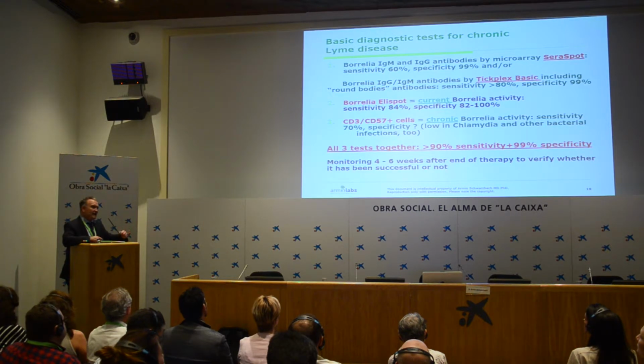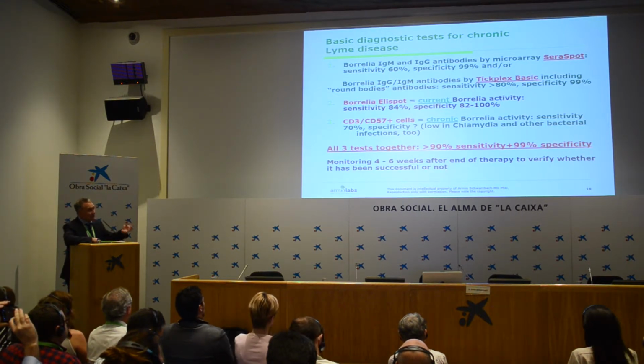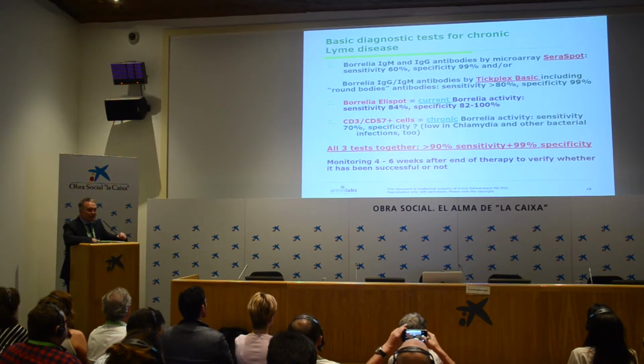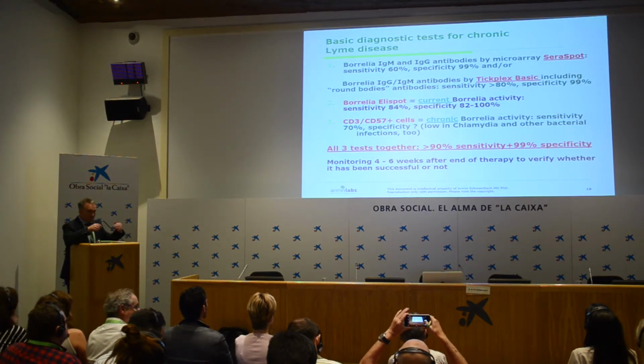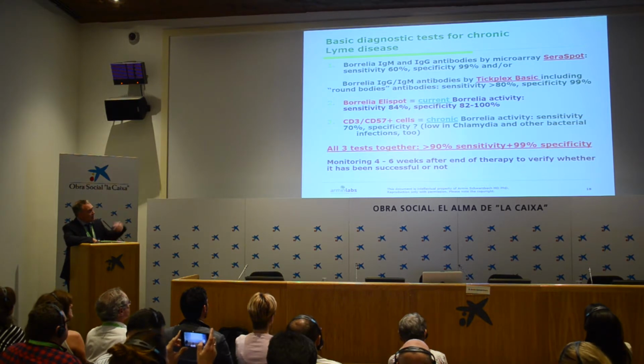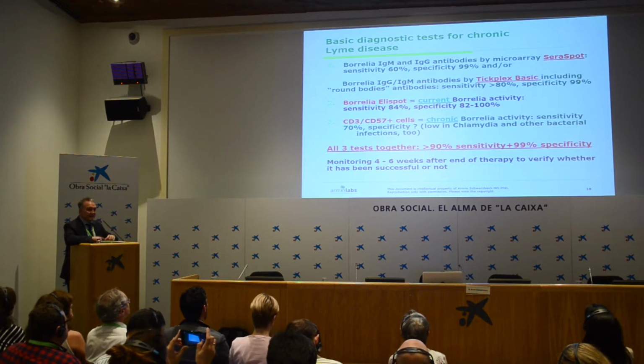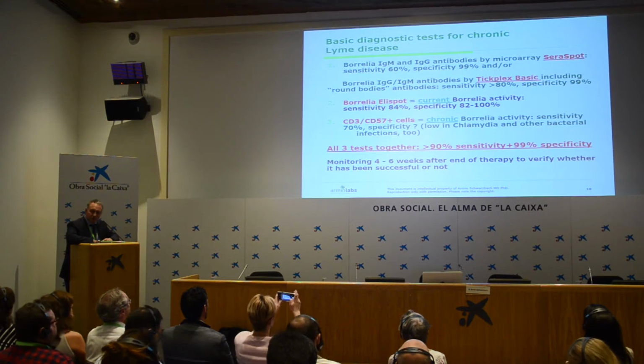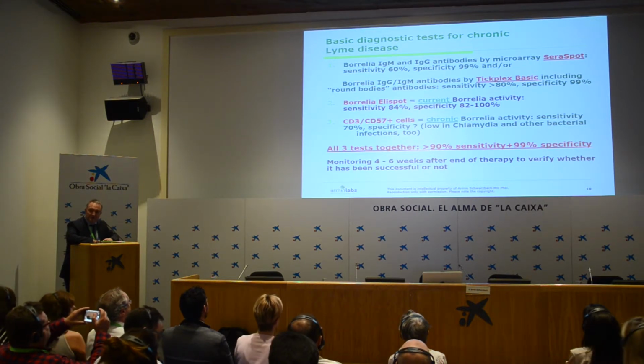This is now my proposal for how to solve that problem. What I do is a Tickplex Basic. It's a cheap test, IgG, IgM, around €60. You also have the whole spirochete in it. I do the ELISpot and CD57 cells. Then you have the complete information, and I think we reach around 99% of all chronically infected patients by these three.